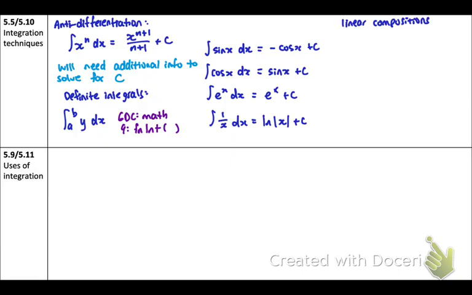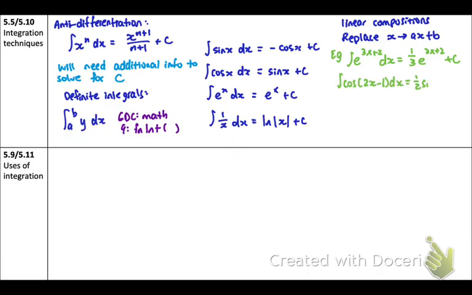Okay, so for linear compositions, this is when we're replacing x with some linear function, ax plus b. Some examples of this, so these ones should be easily done and you can do them via inspection. We want to recognize the composition first of all as linear, and then we take that a value, take the reciprocal of it, and that becomes a coefficient. Everything else stays the same and we add our constant of integration. So here are two examples.